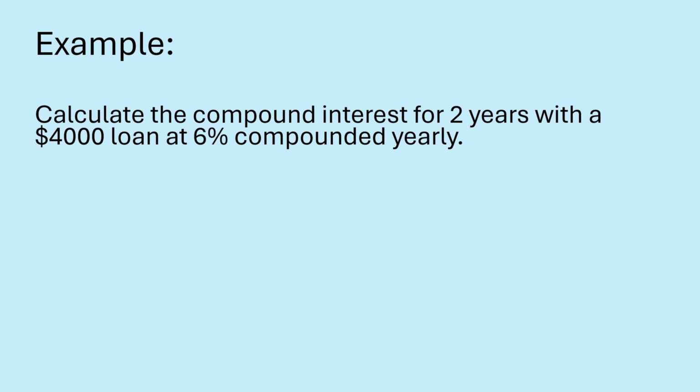Example: calculate the compound interest for 2 years with a $4,000 loan at 6% compounded yearly. As we know, this is the equation for compound interest. Here P is equal to $4,000 principal amount. R is the rate, that is 6%, meaning 6 divided by 100. M, compounding yearly, so it is 1. T is time, it is 2 years.